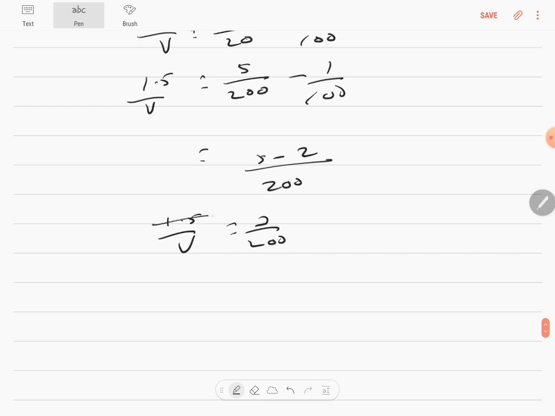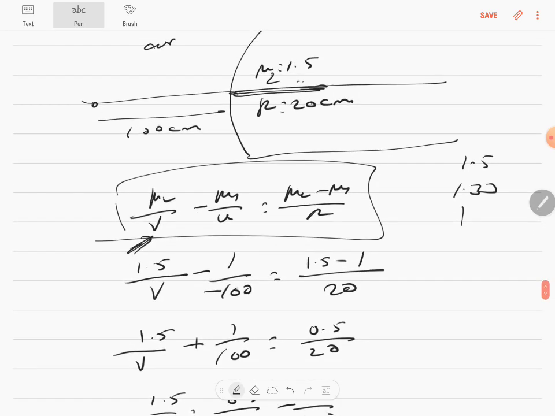And you all know 1.5 into 2 is 3. So then therefore 2v is equal to 200. So v is equal to 100, and I got a positive answer, v is 100 centimeter. Are you clear? You still have to fill in the sign convention, which is the most important thing.